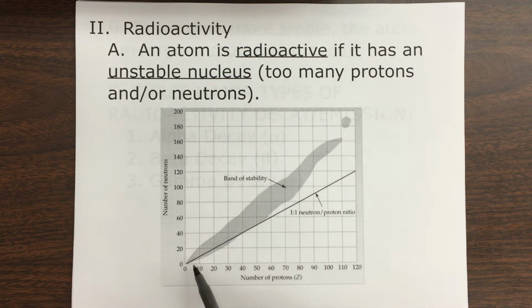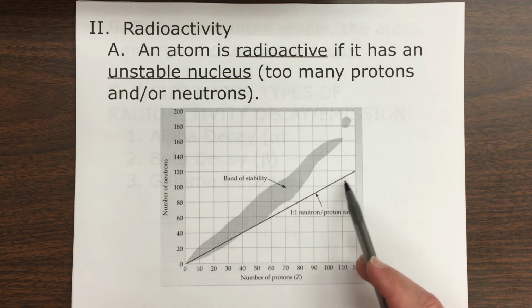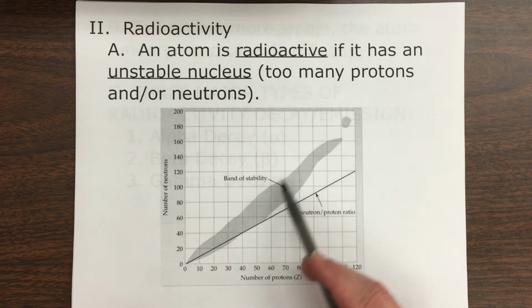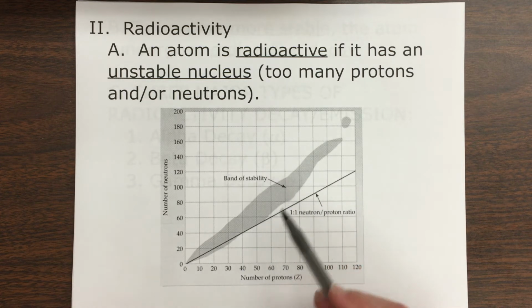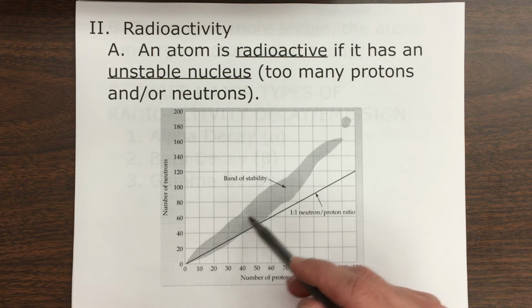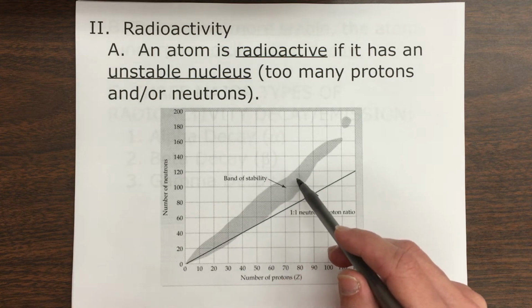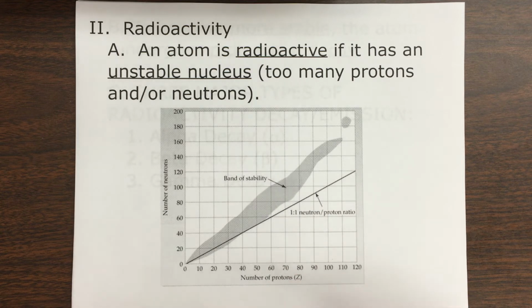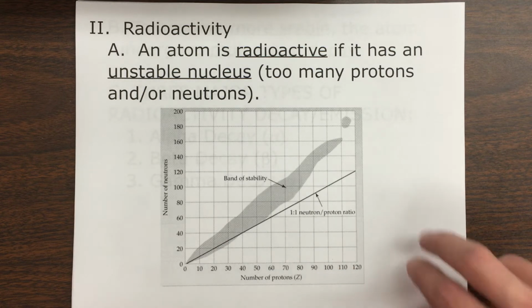In this diagram here, we have a 1-to-1 ratio of neutrons to protons represented by this line. And the shaded area is called the band of stability. Essentially, if an element is within this band of stability, it is not radioactive, it is stable. However, if it's outside of it, it's going to have to undergo some process to become stable again, and that process is radioactivity.